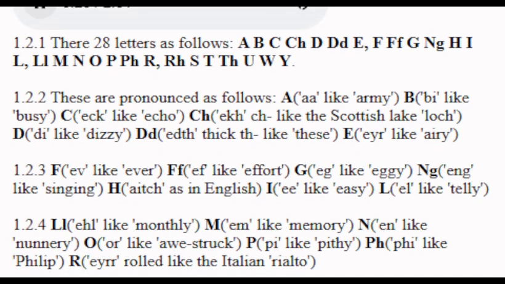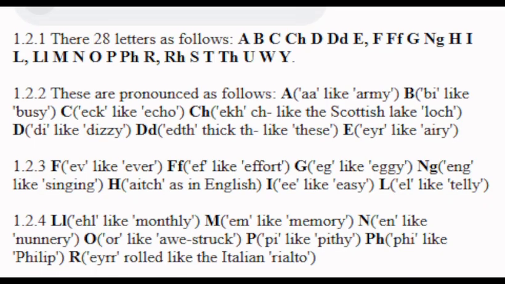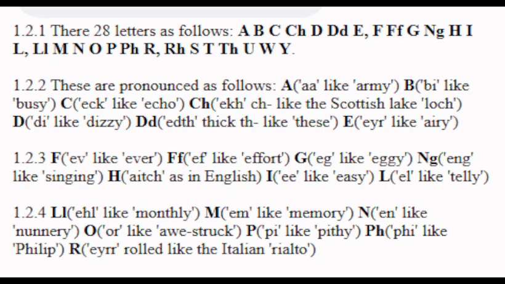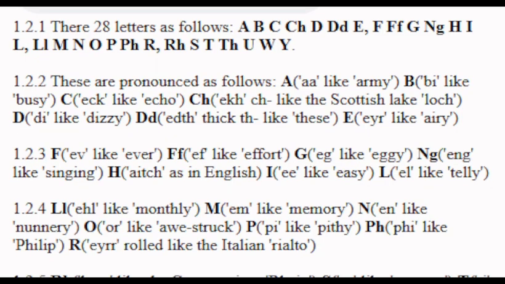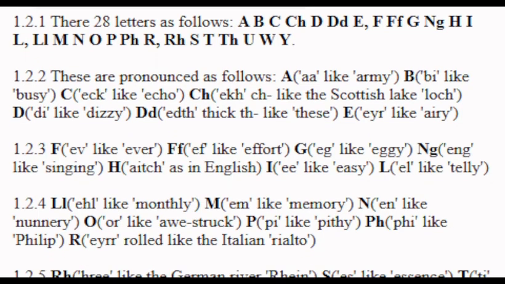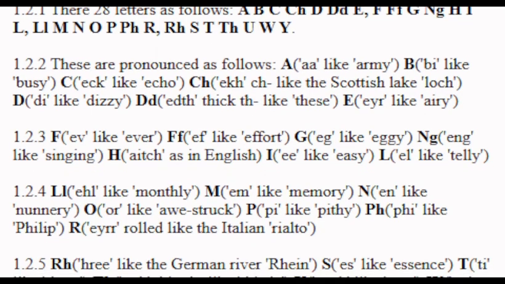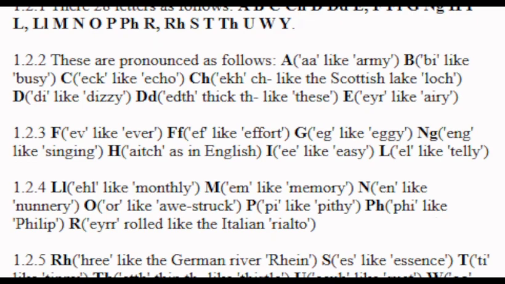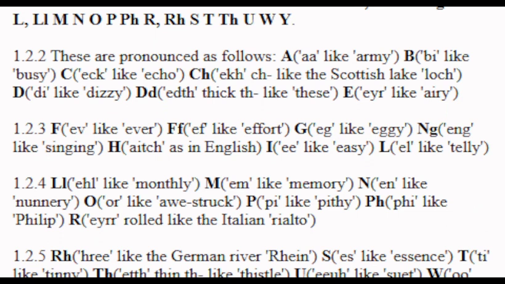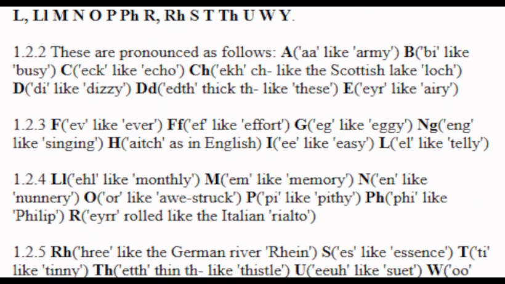The letter A is pronounced R, like army. The letter B is pronounced B, like busy. The letter C is pronounced Ek, like echo. The letter CH is pronounced Ech, like the Scottish lake Loch. The letter D is pronounced D, like dizzy. The letter double D is pronounced Ev, with a thick TH, like these. The letter E is pronounced air, like airy. The letter F is pronounced Ev, like ever.